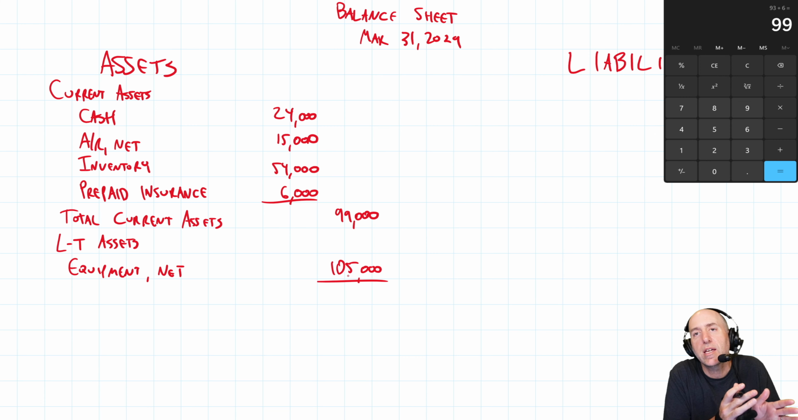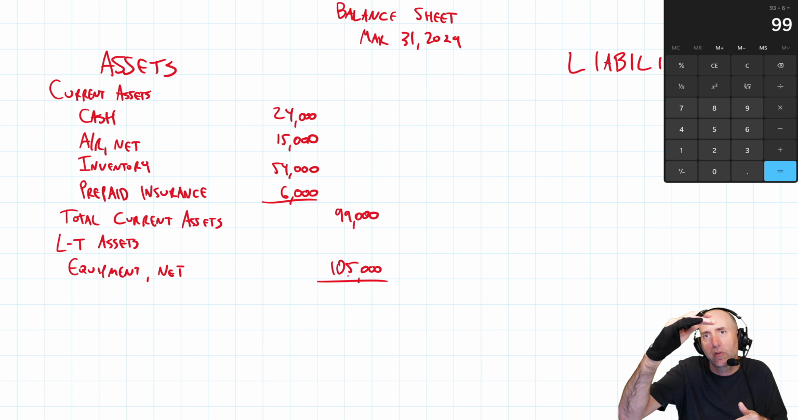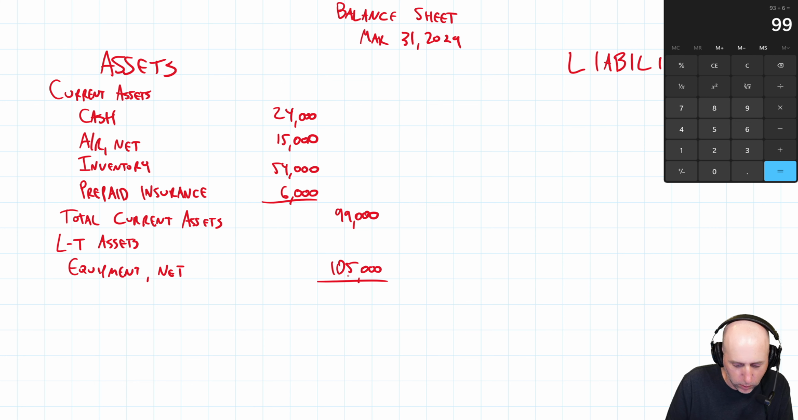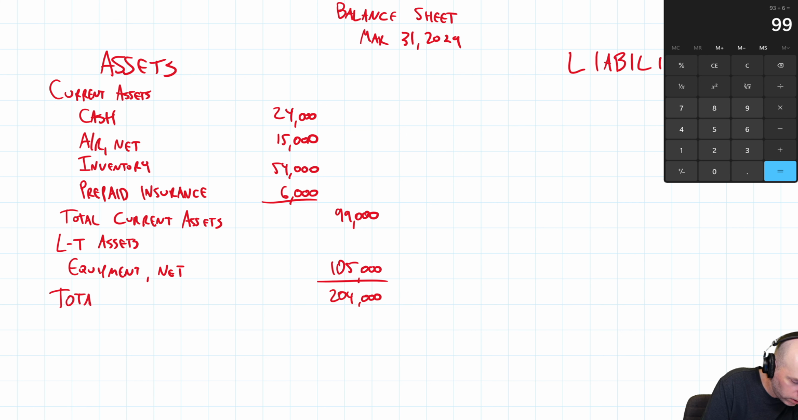If we had 2 or 3 equipment lines, you know, we had a building, equipment, maybe some land, we would list on the left and total on the right. But because we only have 1, it just goes on the right. 99 plus 105 is 204. And that's it. That is our total assets.